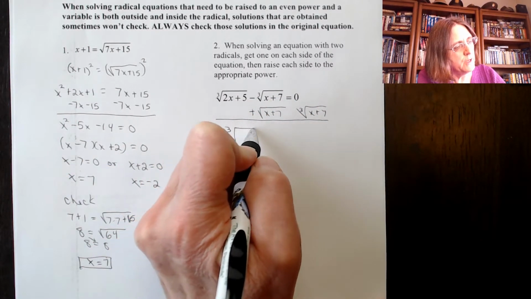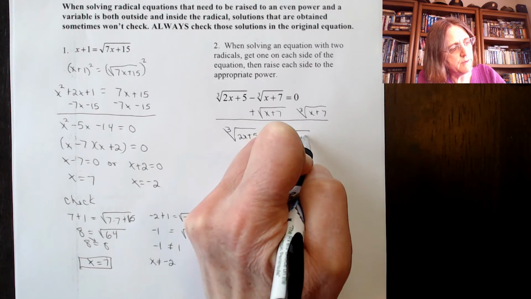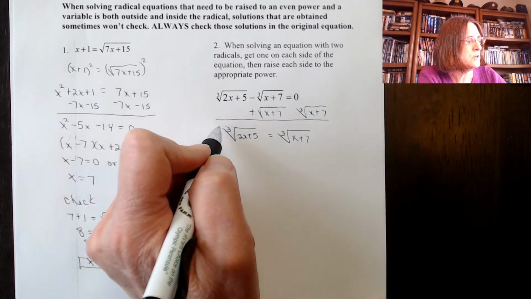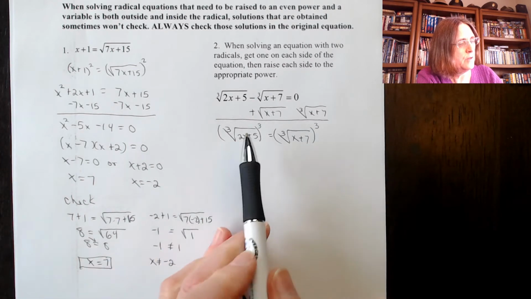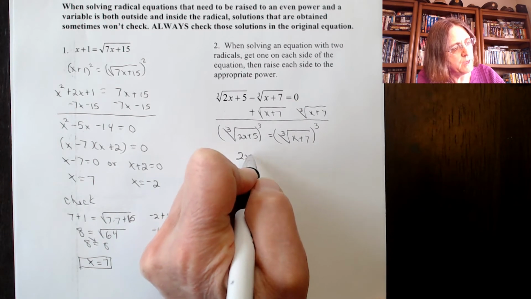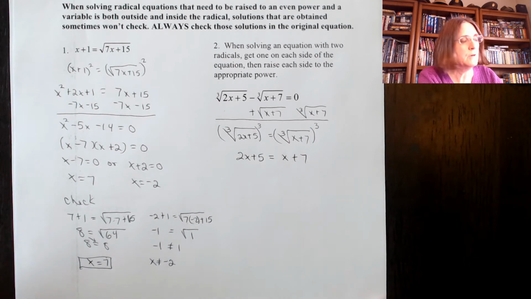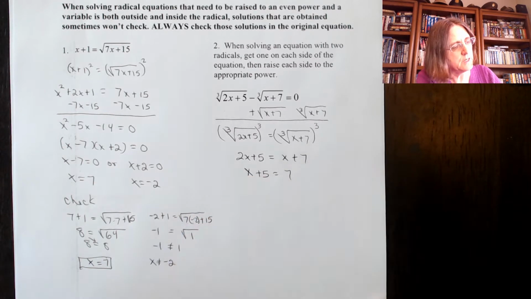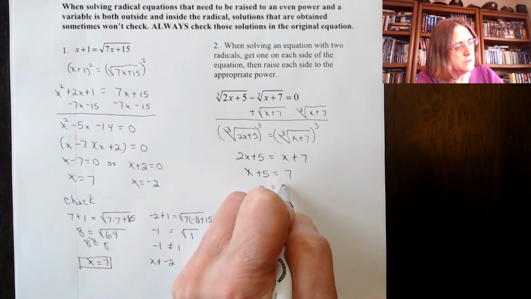That gives us the cube root of 2x plus 5 equals the cube root of x plus 7. Both of these are cube roots, so to undo that, let's take both sides of the equation to the third power. The third power undoes the cube root, so we're left with 2x plus 5 equal to x plus 7. And now we have just a linear equation to solve. Subtracting x from both sides gives us x plus 5 equals 7, and then subtracting 5 from both sides gives us x equal to 2.